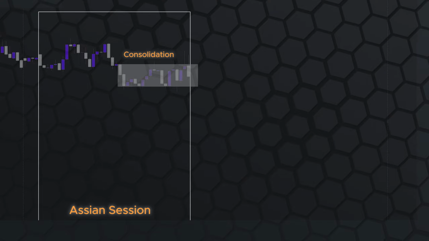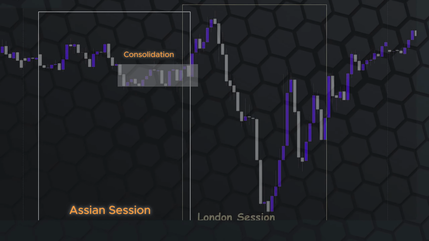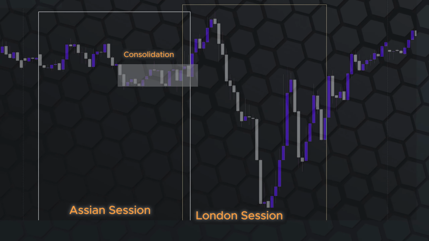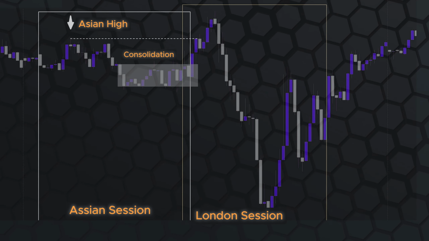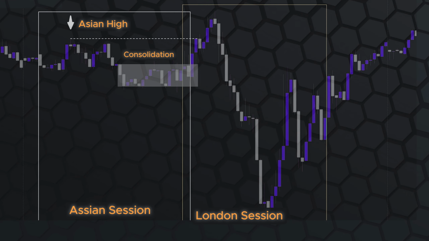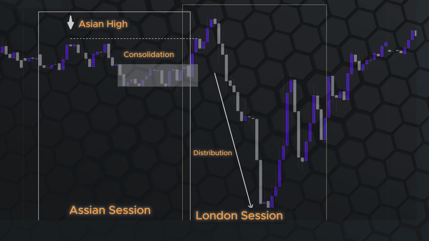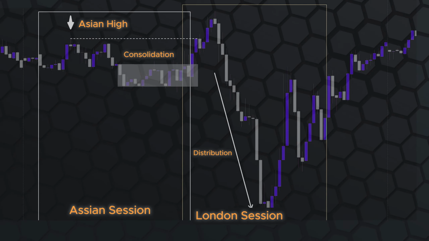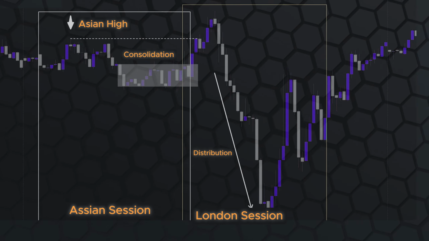Now let's see what happens when the London session starts. The price suddenly moves up, engaging the liquidity above the consolidation range, as well as the Asian high, before getting back inside the range. This shows that manipulation occurs with the opening of the London session and the injection of volatility into the market. Finally, the price distributes lower on the opposite side of the manipulation move. The sequence we see here is Asian session consolidation, followed by manipulation when the London session opens, and then distribution as the price moves lower.